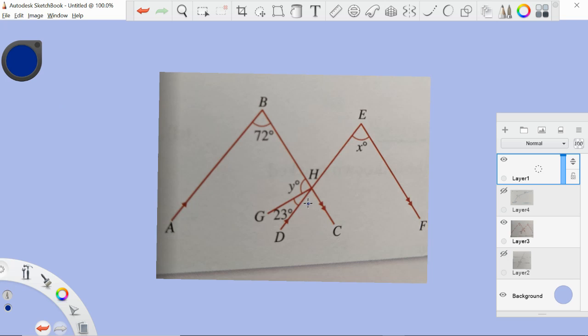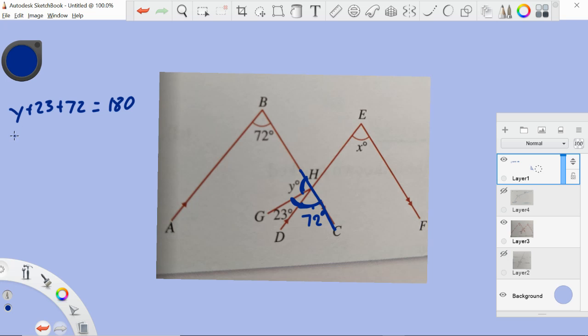Next one, y. Well, let's see here. I know this is 72 degrees from the last problem. I know that together, these three angles, this one, this 23 degrees, and y have to add up to equal 180 degrees because this is a straight line. Okay, so I'll write that down as a little equation. y plus 23 plus 72 has to be equal to 180.